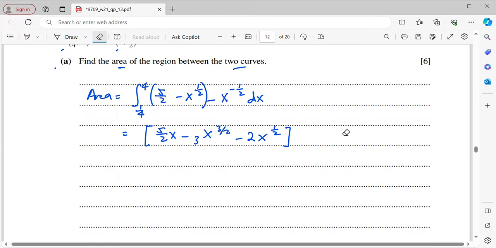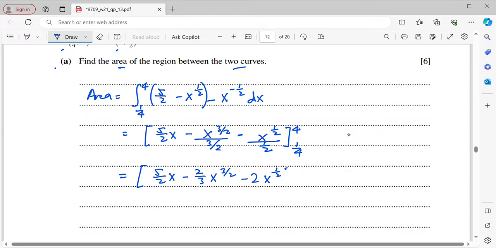Okay, or probably I'll just show you step by step, then you can see clearly. So here it is going to be negative over 3 over 2. Then this is minus over half. Then limits from 1 over 4 to 4. Then from here I will simplify: 5 over 2 x minus 2 over 3 x to the power of 3 over 2, then minus 2 x to the power of half. Limits from 1 over 4 to 4.